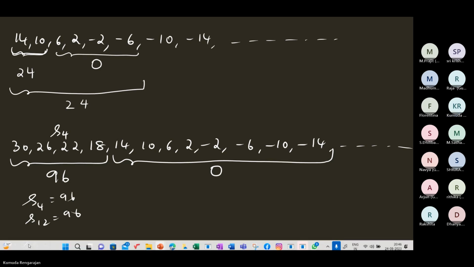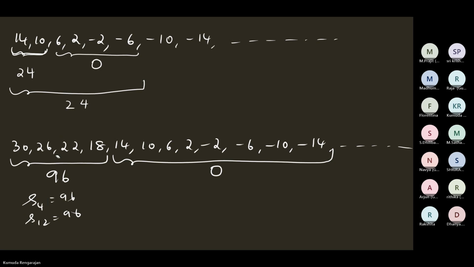That is because A1, A2, A3, A4, A5, A6, A7, A8, A9, A10, A11, A12. So the sum of the first 4 terms, A1 plus A2 plus A3 plus A4, is 96. Now the sum of the first 12 terms, A1 plus A2 plus A3 plus A4 till A12, is also 96. That's possible because the sum of the terms from the 5th to the 12th is 0.